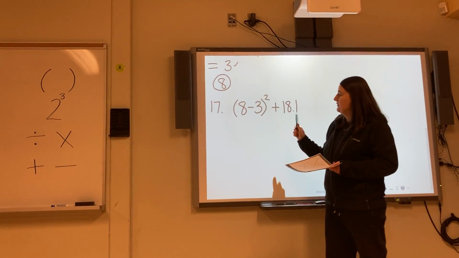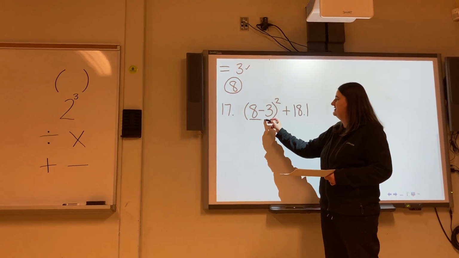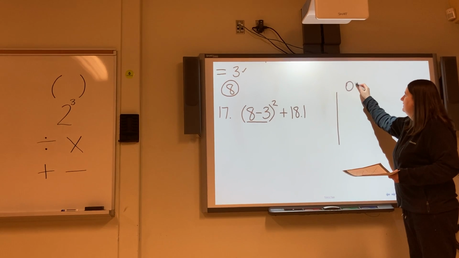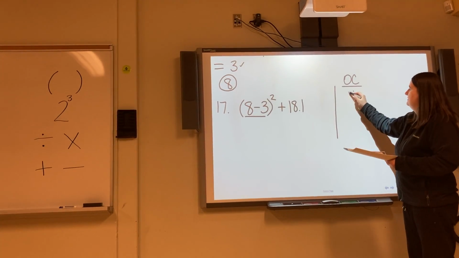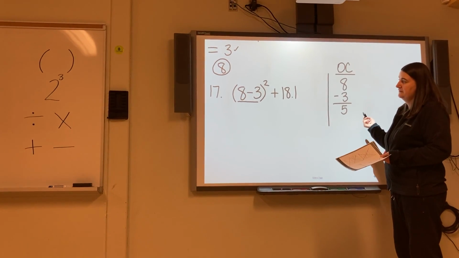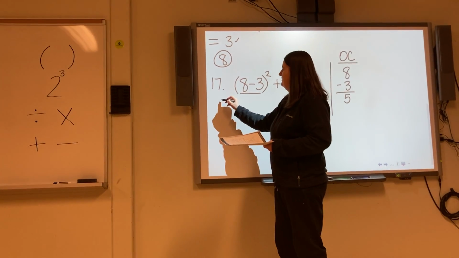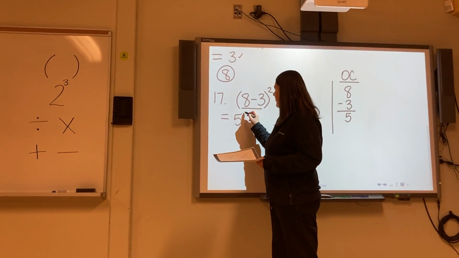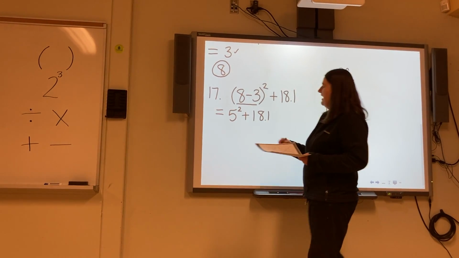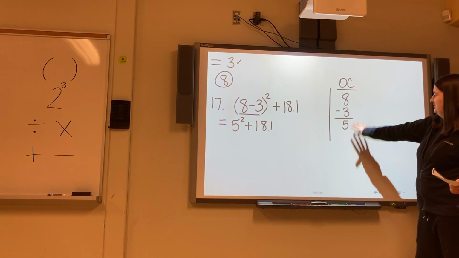So according to my BEDMAS totem pole, brackets come first. Before I do anything else, I have to answer the stuff inside the brackets. And that is 8 minus 3. So over in your outside calculations, you take your 8 and you minus 3, and you have 5. So you take that 5 and you put it where the brackets used to be. So I've got 5 to the power of 2 plus 18 and 1/10. Now I've done my brackets, they're gone, I solved them.